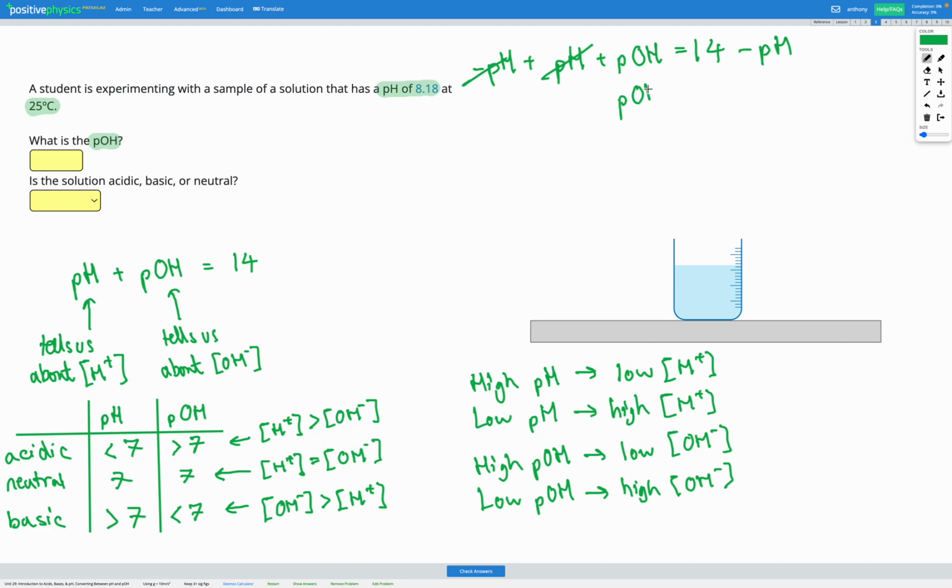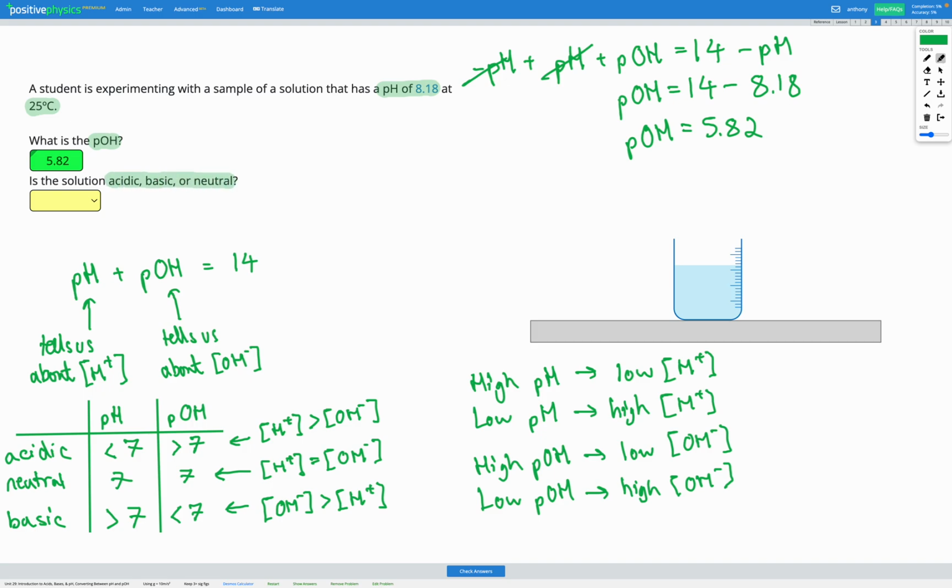So if we substitute our numbers, pOH is equal to 14 minus the pH, which is 8.18. That gives us pOH is equal to 5.82. Let's fill that out here. Awesome. Next we'll ask, is the solution acidic, basic, or neutral?